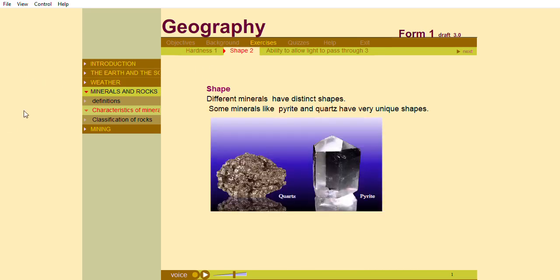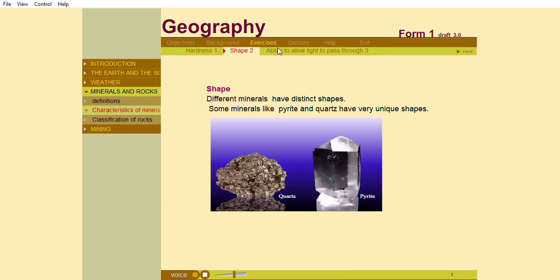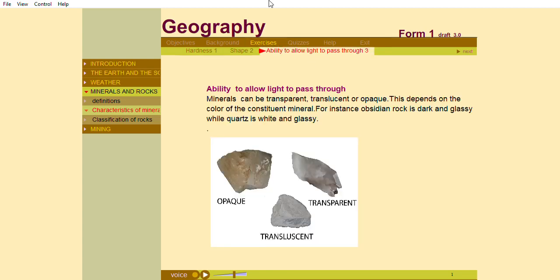Shape. Different minerals have distinct shapes. Some minerals like pyrite and quartz have very unique shapes. Ability to allow light to pass through. Minerals can be transparent, translucent, or opaque.